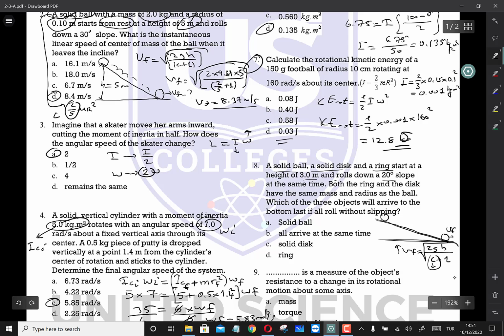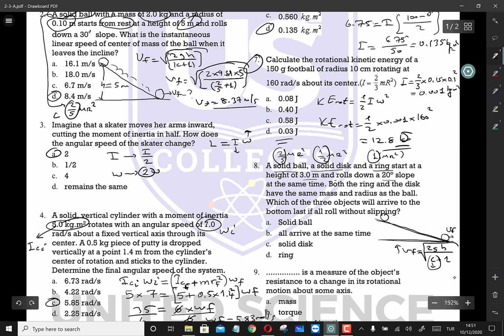And from solid ball, solid disc and ring, solid ball is 2 over 5. Solid disc is 1 over 2. Ring is 1. These are the coefficients of moment of inertia, because this is equal to mr squared. It is 1 over 2 mr squared. This is 2 over 5 mr squared. So these are c's.